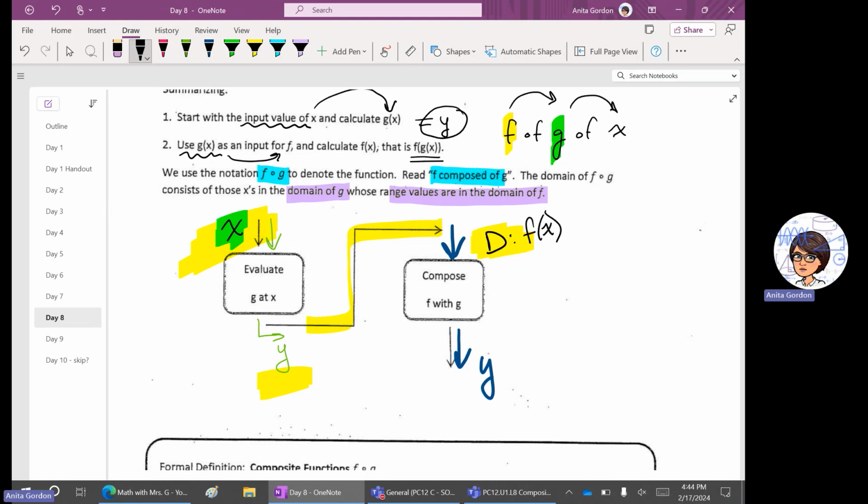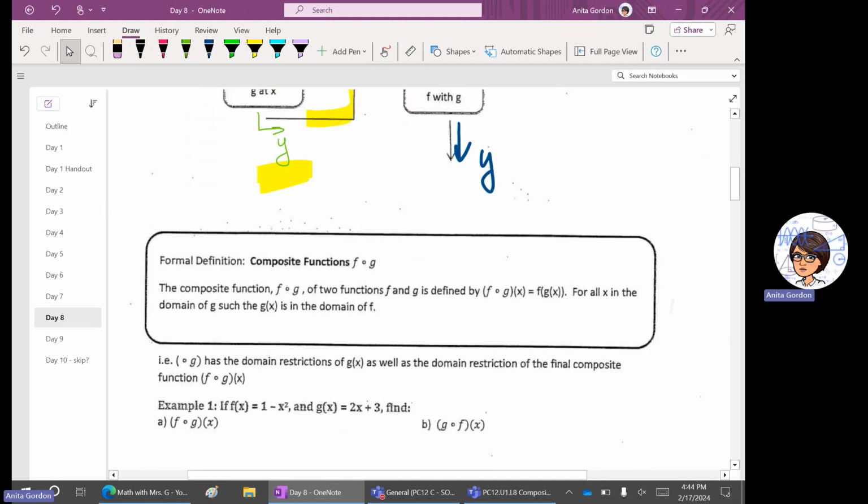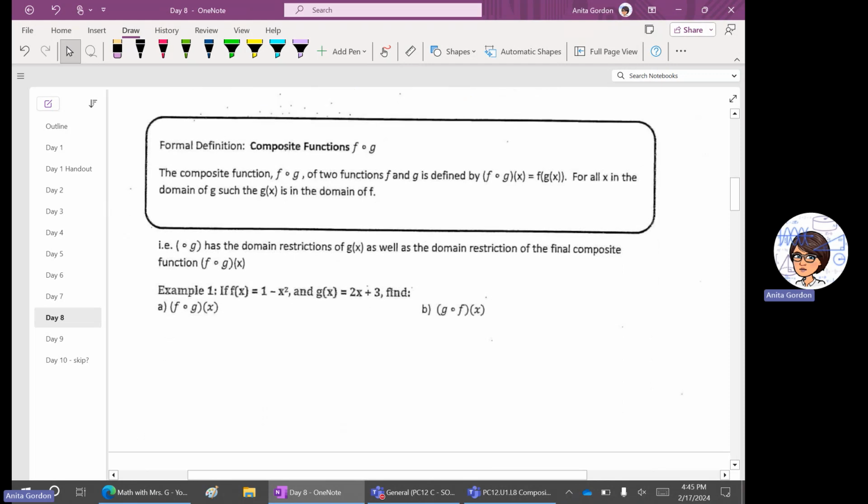So it's kind of one inside the other. We are looking for essentially an overlap. All the x values that can go into g to create y values that will then go into f to create our final y values, right? So the formal definition is this: the composition function of two functions f and g is defined by f of g of x, or sometimes you'll see it in this notation where g of x is inside the f of x function, for all x's in the domain of g, such that g of x is in the domain of f. So we want one to be inside the other.